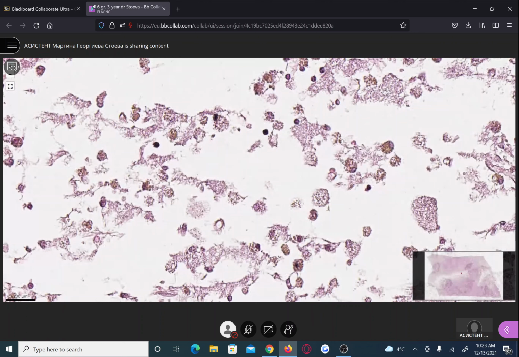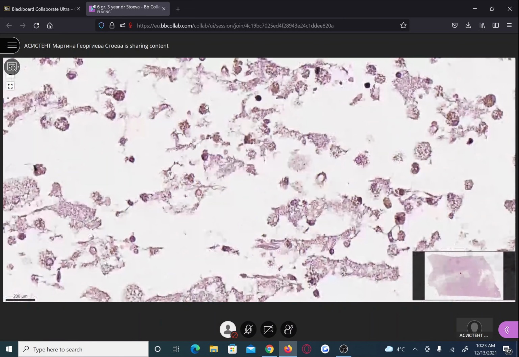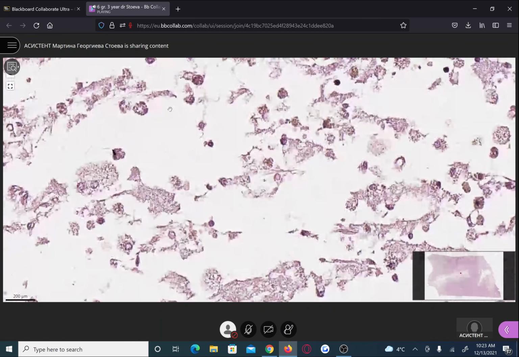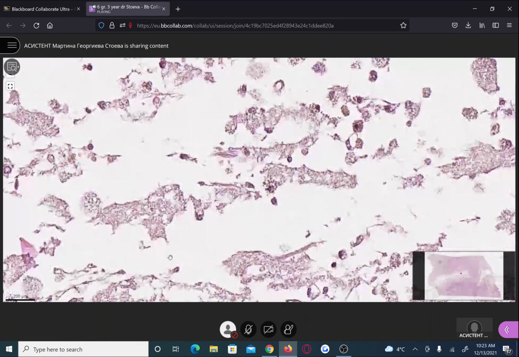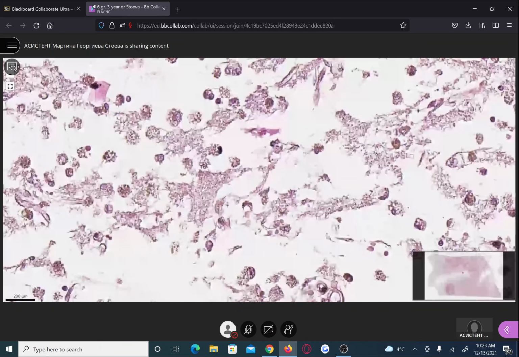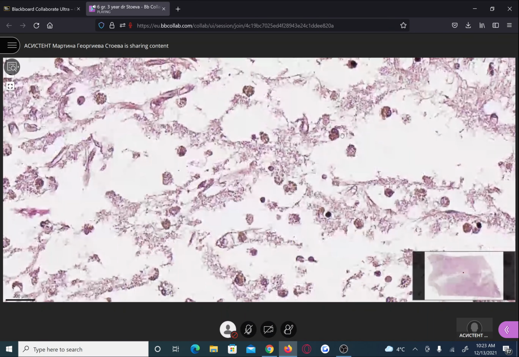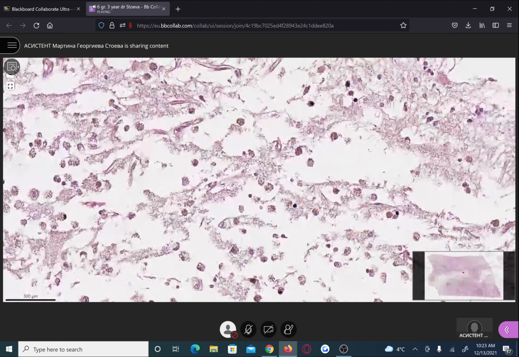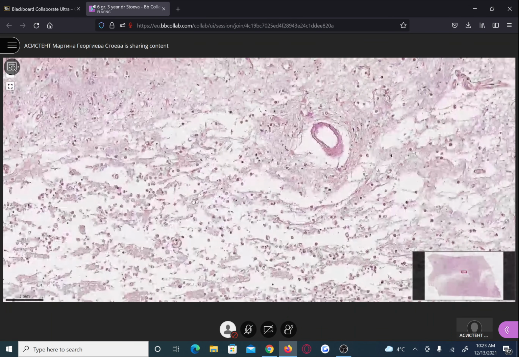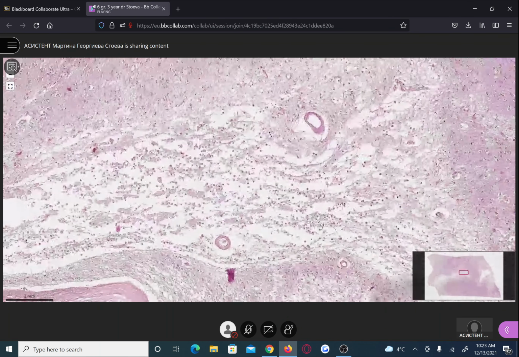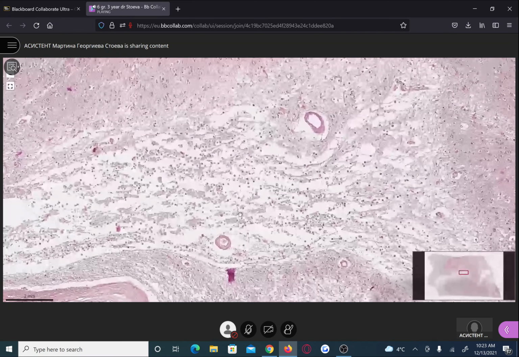And this pigment, in the case of a brain infarction, is hemosiderin. Of course, we can use the special staining to confirm the hemosiderin. Here the hemosiderin comes from the fact that there was a previous erythrocytes deposition in this area, which means that this was a hemorrhagic infarction.